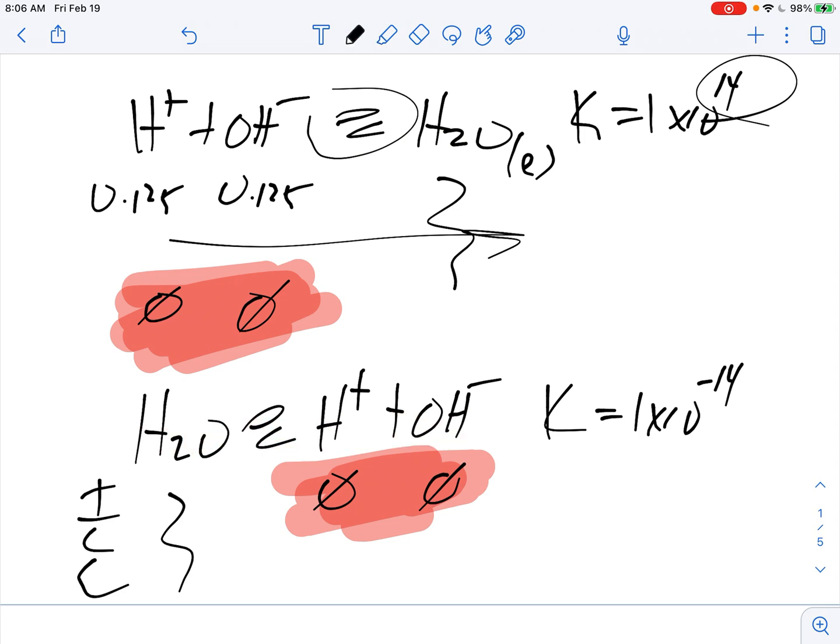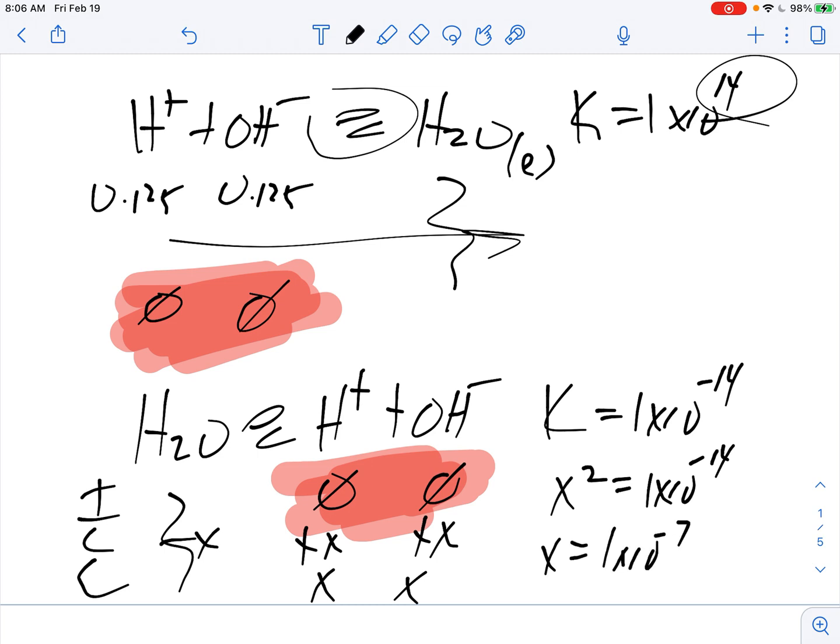Then what you can do is basically do a minus x, plus x, plus x situation, x and x. X squared is 1 times 10 to the negative 14th. X is 1 times 10 to the negative 7th, which gets us our pH of 7.